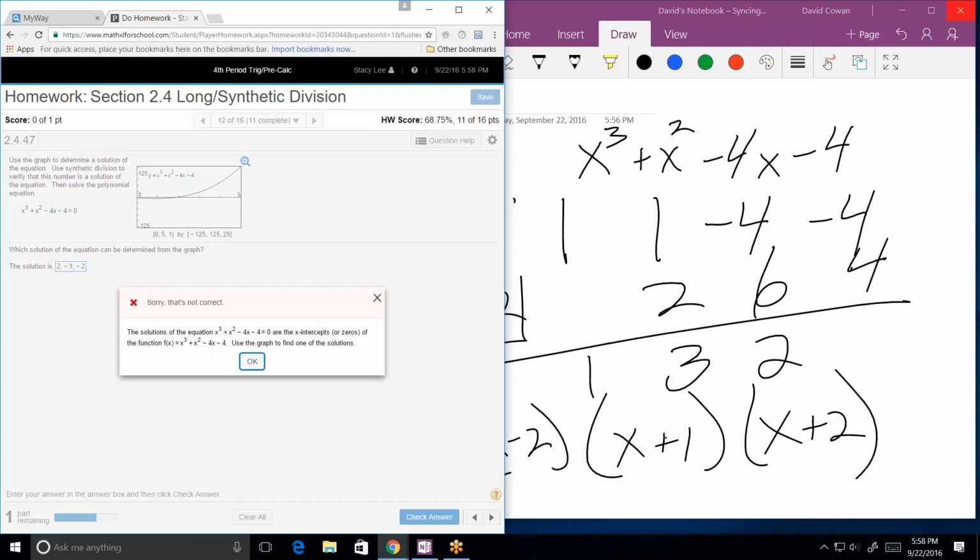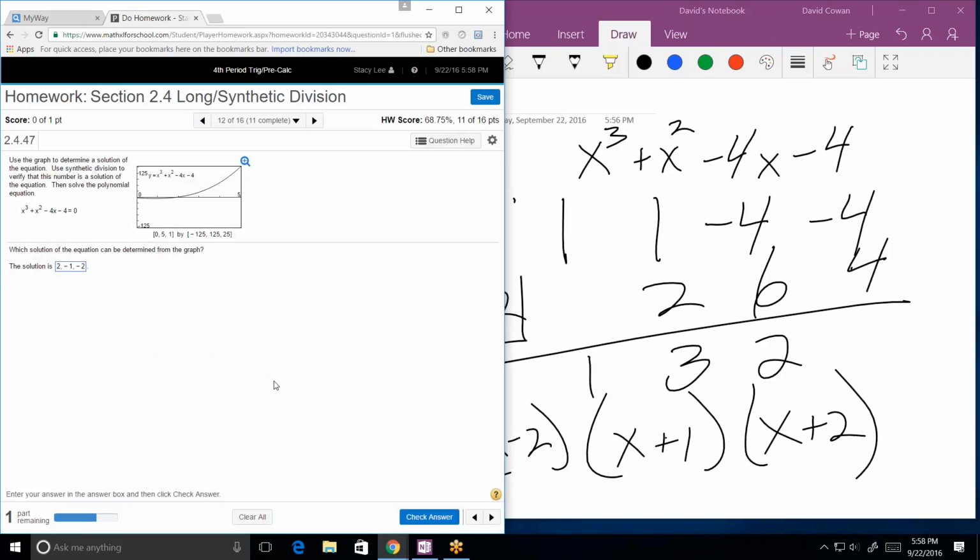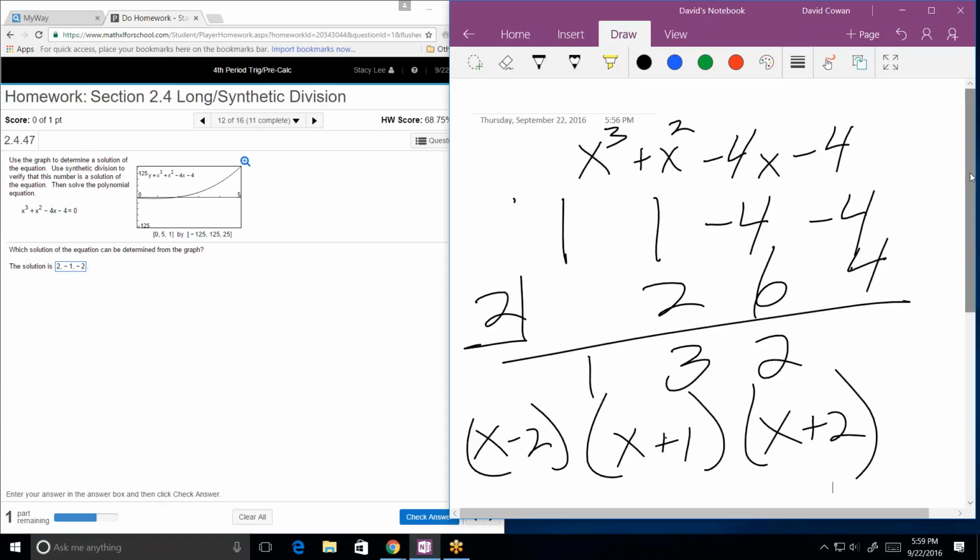Ooh, hold on. I got the wrong answer. What did we do wrong? I don't know. I'm trying to figure out. Let's say I put in 2, comma, -1, comma, -2. Well, let's solve it by grouping, since the other didn't work very well.